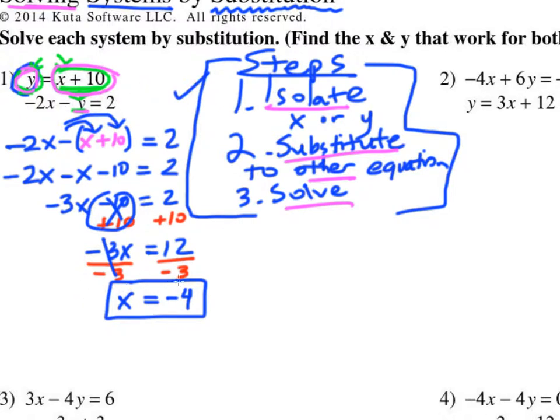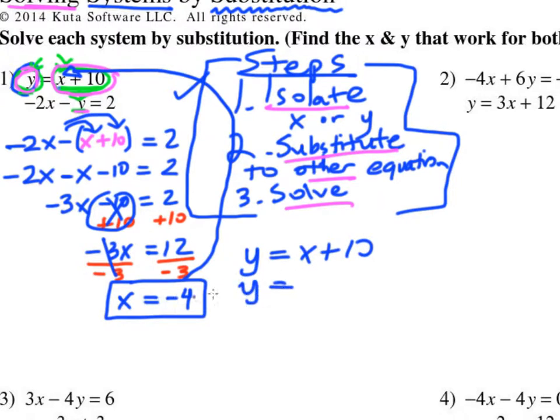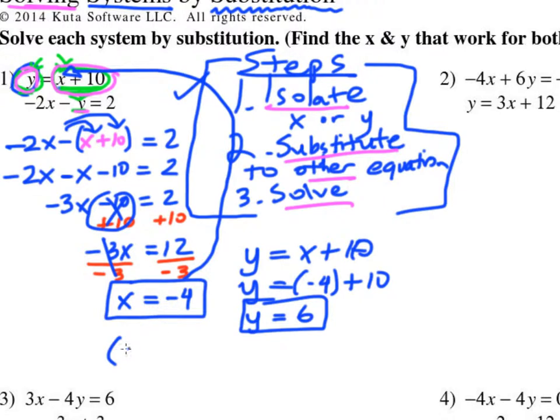So y equals x plus 10. Instead of this x, we're going to write y equals negative 4 plus 10. Negative 4 plus 10. And what is negative 4 plus 10? Well, 10 minus 4, y equals 6. Okay, so our solution, remember this is a point, this is not two different answers, this is one point. Our solution is negative 4, comma, positive 6. This is where, if we were to graph these two, this is where they would cross. X equals negative 4, y equals 6.